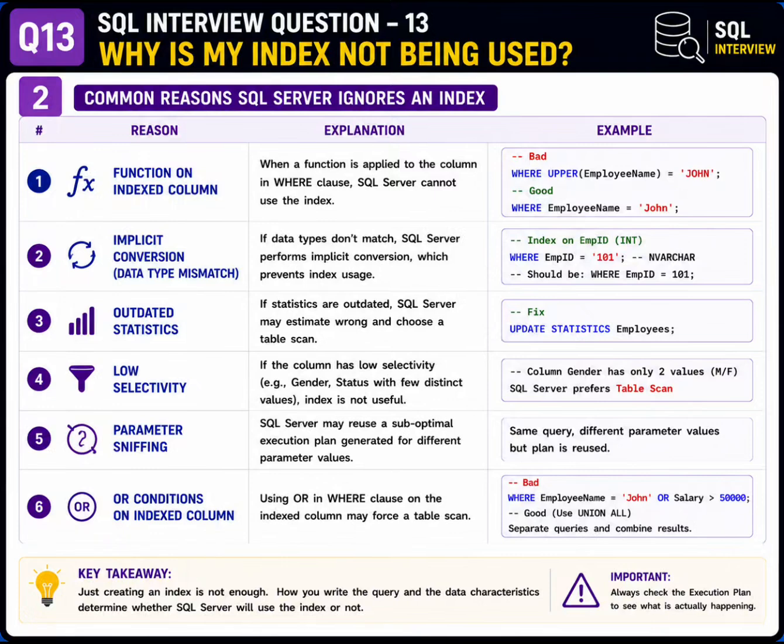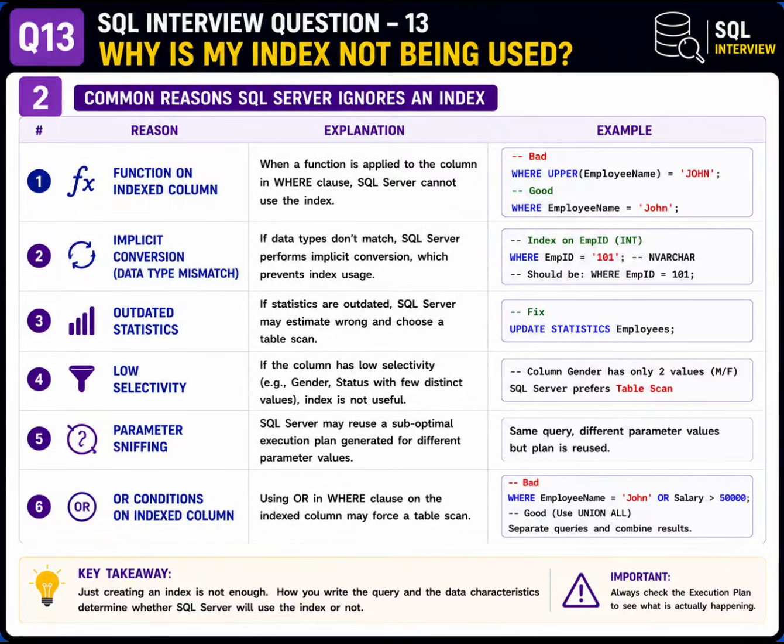Then the fifth one is parameter sniffing. Sometimes SQL Server creates an execution plan using one parameter value. Later, it reuses the same plan for different parameter values. That reused plan may not be efficient. This is called parameter sniffing.